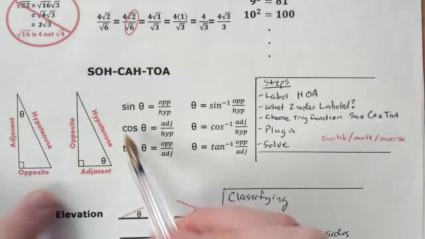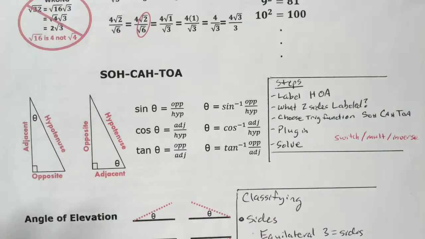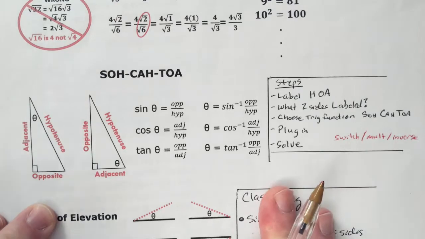And so it could either look like this, or it could look like this, and your paper could be rotated, anything like that. So you need to make sure you have this out on your desk the entire time. That will really help you out.